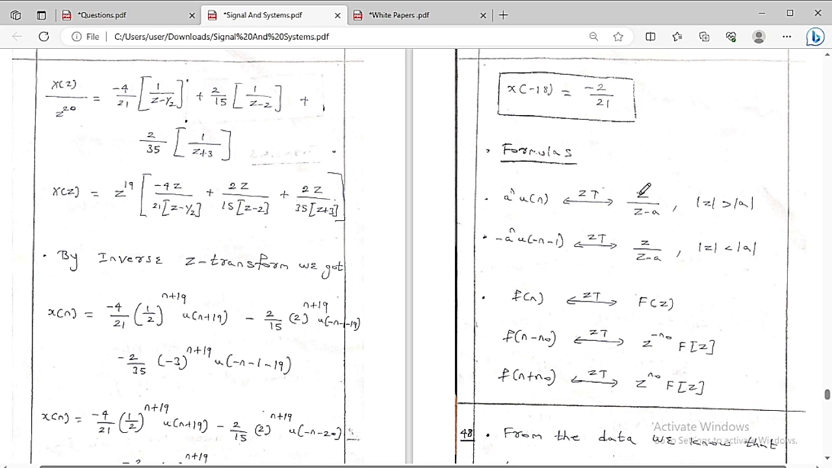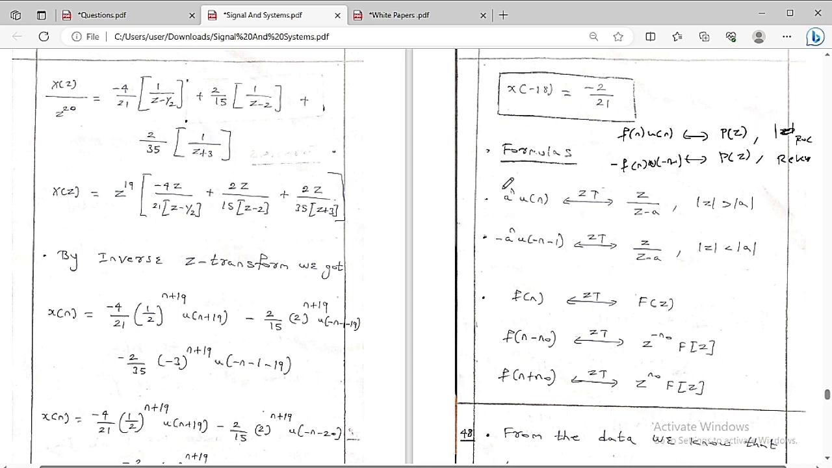I have already told you this formula so many times. The formula is: if f of n into u of n has some z transform with some ROC, then similarly minus f of n into u of minus n minus 1 will also have the same z transform, but the ROC is the reverse of the previous one. Opposite we can say.